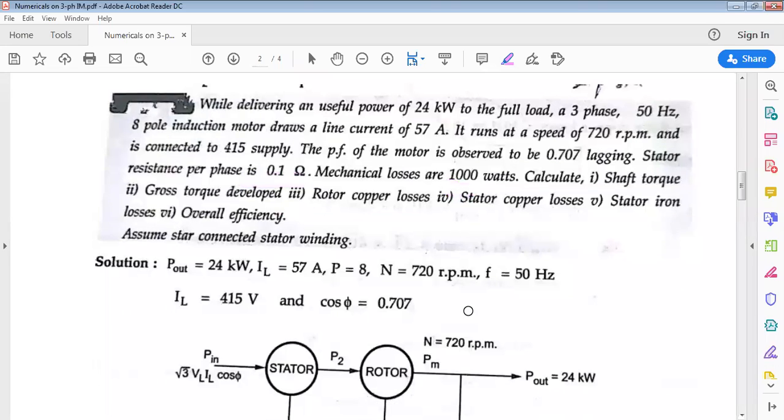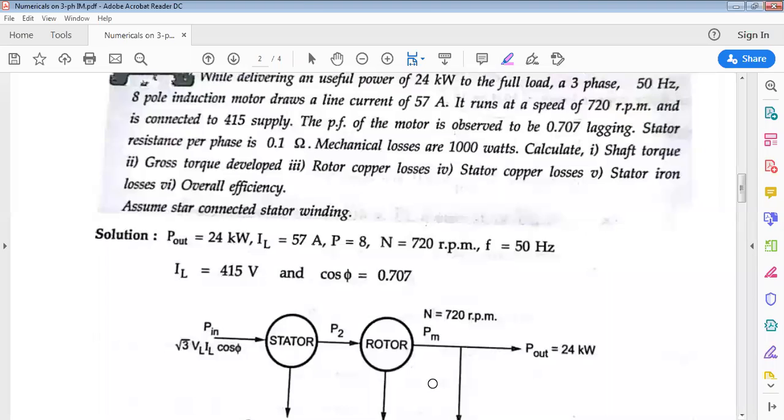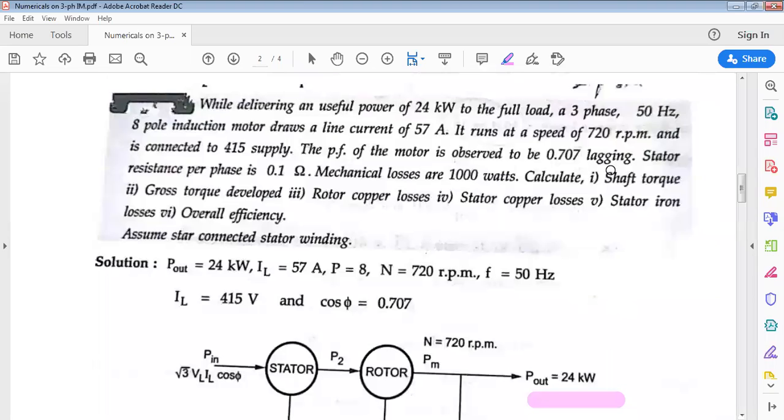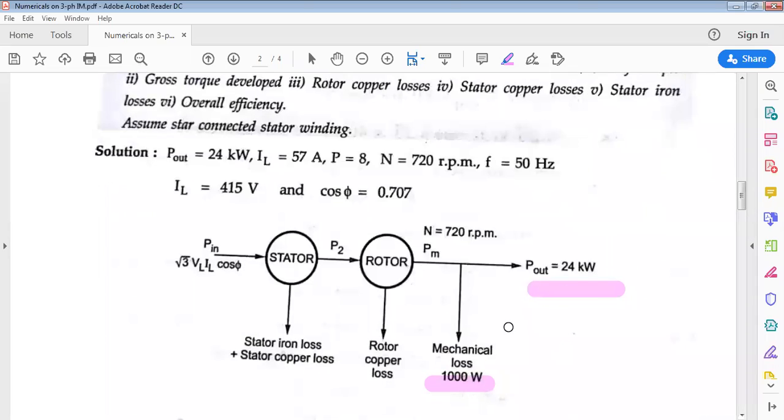Now see here, this is the power flow diagram. We have seen the power flow diagram. Again, they have denoted over here. So which parameters are given to you? Mechanical losses 1000 watt. Okay, output power given, power factor given, full load speed, input voltage. Okay, so if you know power output and mechanical losses, what can you calculate using these two?